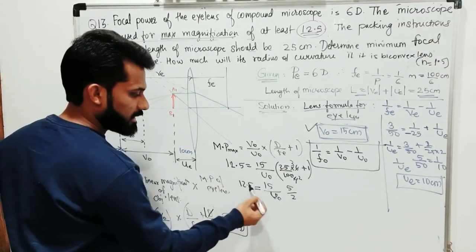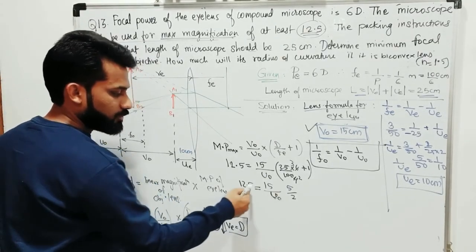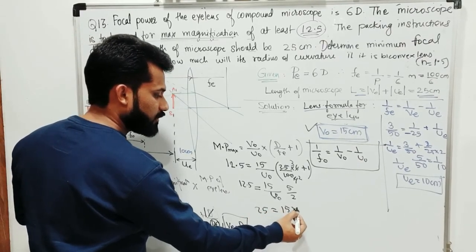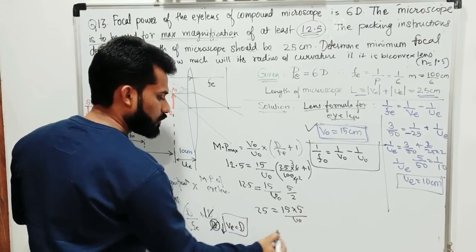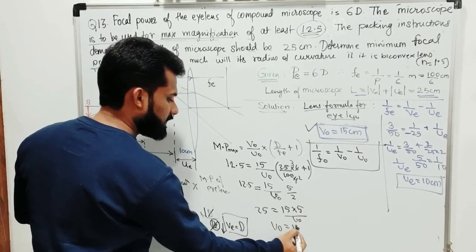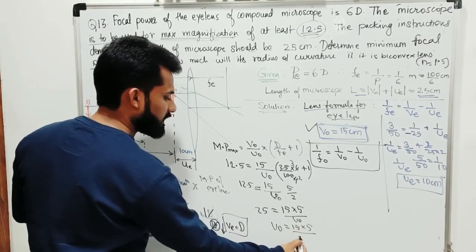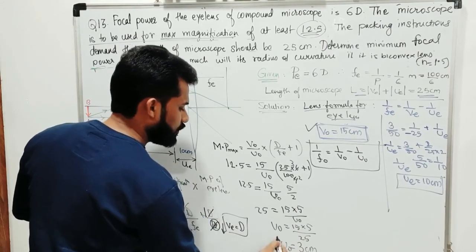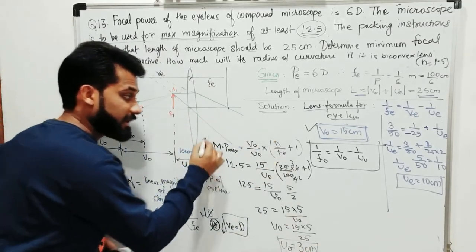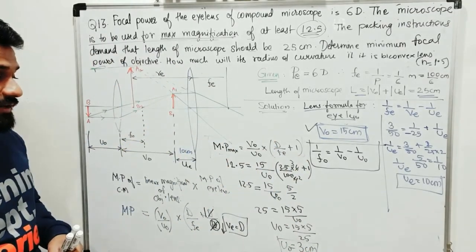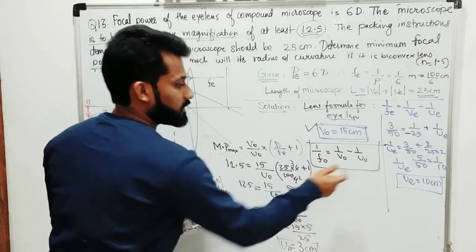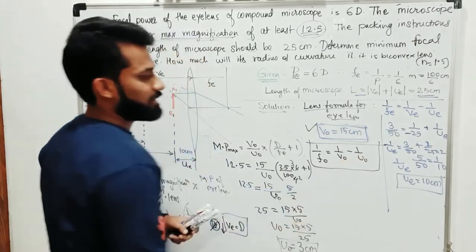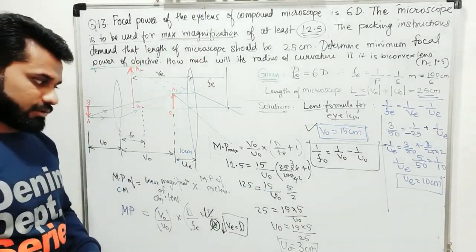And on cross multiplying this, if I multiply 2 into 12.5 is 25 is 15 into 5 by UO. So UO will be 15 into 5, that is 75 by 25, that is 3 centimeters. So we got UO by solving this maximum magnifying power condition. Now I can use it over here, because now we know the value of VO and we know the value of UO. So let us substitute.